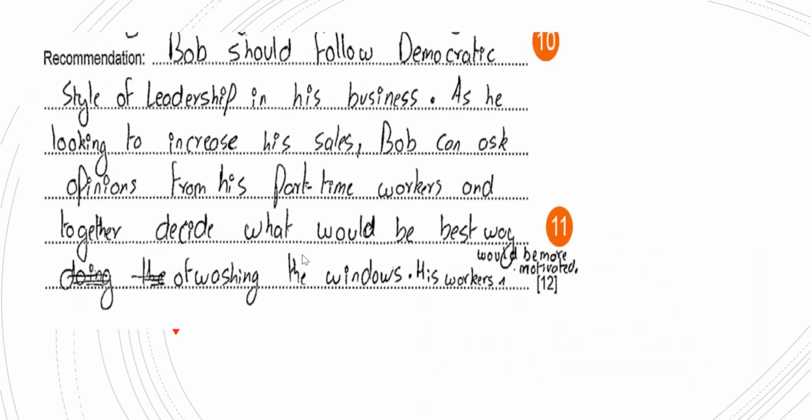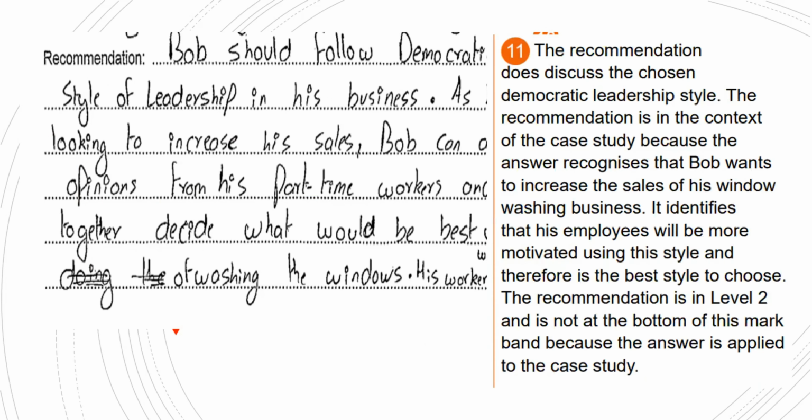Now let's look at the recommendation that they've given. Bob should follow democratic style of leadership in his business as he is looking to increase his sales. Okay. Bob can ask for options from his part-time workers and together decide what would be the best way of washing the windows. His workers would be more motivated. Okay, so we get some advantage over there. Why were the other options rejected? Nothing about that either. So it does discuss the chosen democratic leadership style. The recommendation is in the context of the case study because windows are being discussed, which is the best way of going about it.